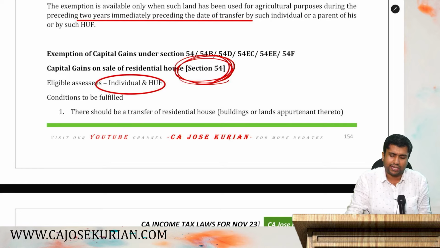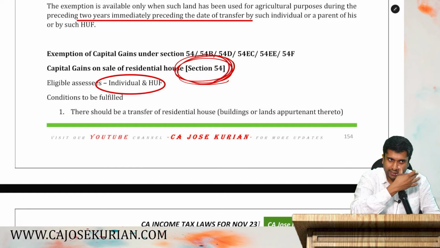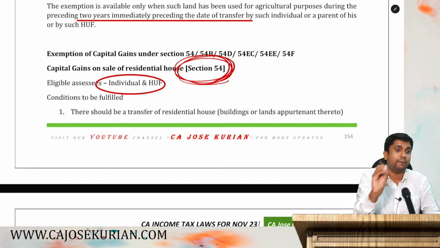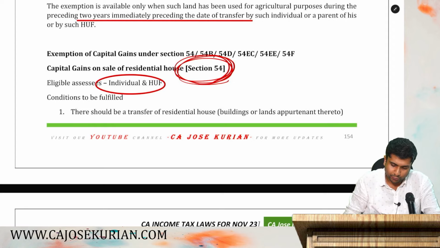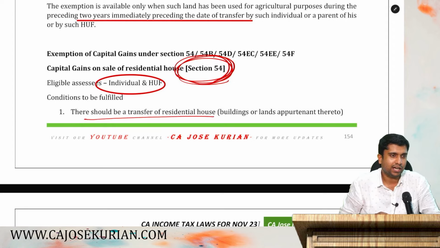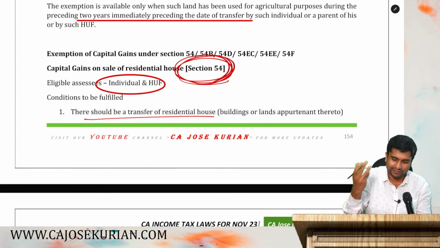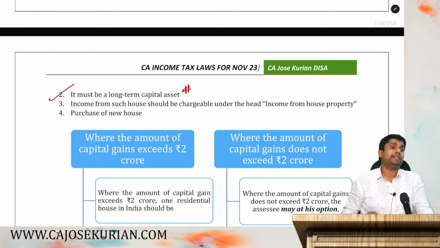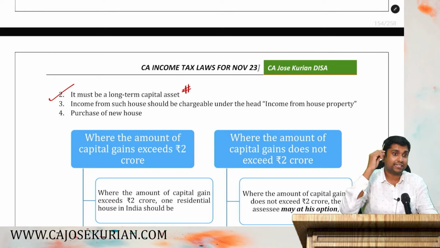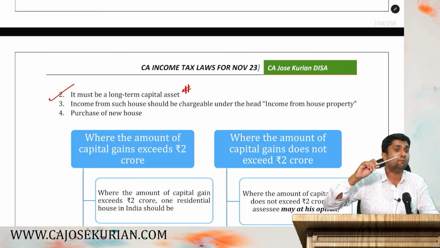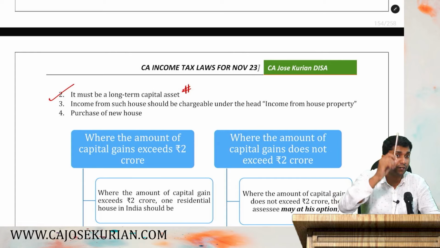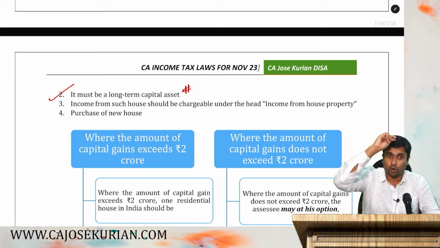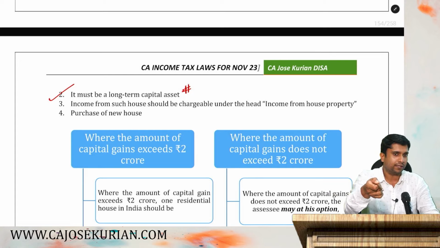Simple. I should be either an individual or Hindu undivided family. I have to be an individual or HUF for claiming this particular exemption. Number 2. There should be a transfer of residential house. Then it must be a long-term capital asset. That residential house property I have to hold for a period of more than 24 months, because the period of holding for a residential house property to call it a long-term capital asset is 24 months. I have to hold that old residential house property for more than 24 months.